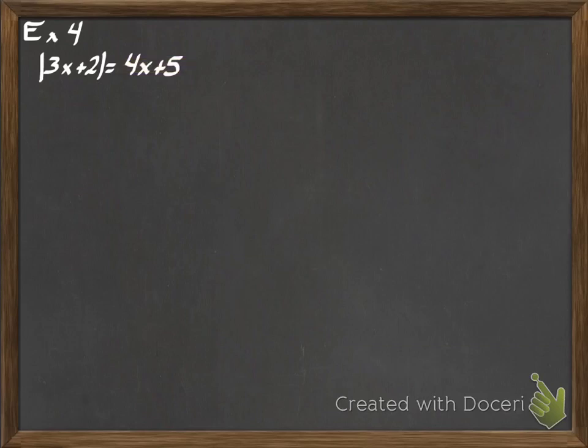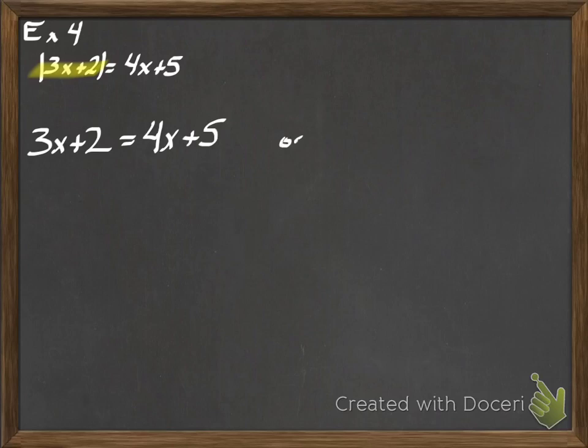So we have this absolute value already by itself on one side. And so that means that my meat of that absolute value, that 3x plus 2, must equal either a positive 4x plus 5, or it must equal a negative 4x plus 5. And what I mean by that is we have a negative of that whole side.